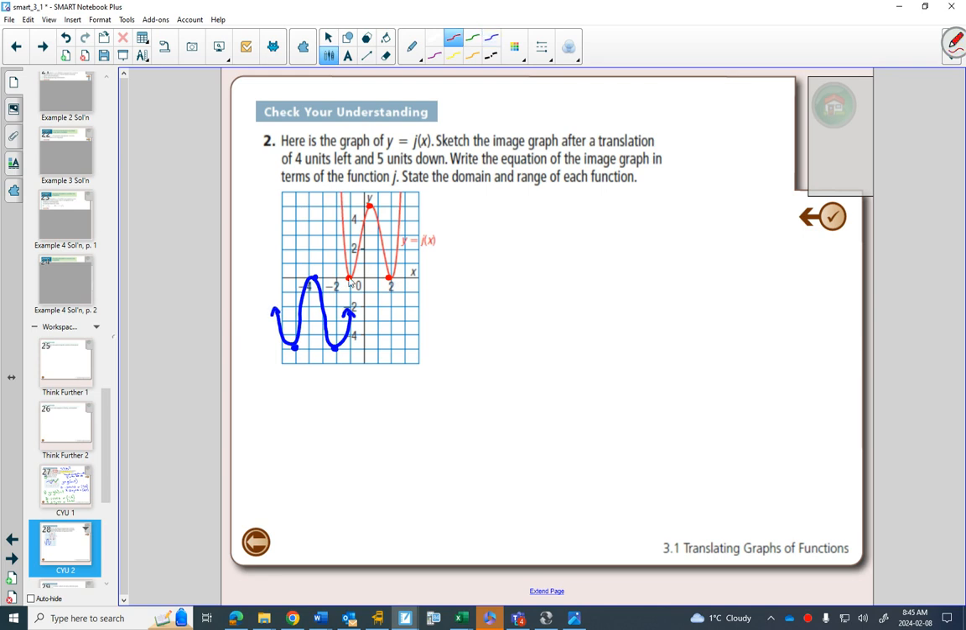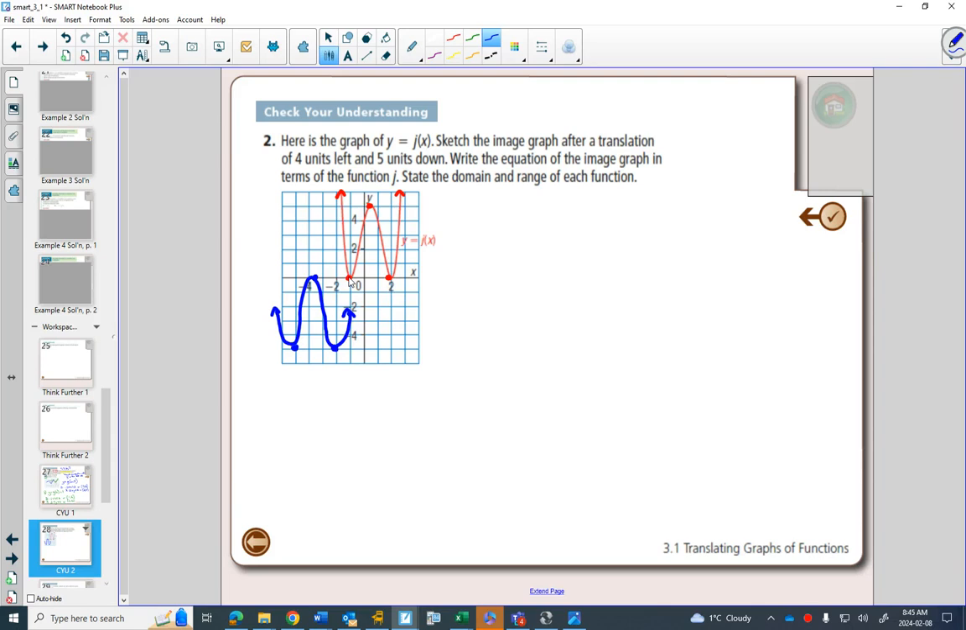And the textbook never puts arrowheads on the end of the graph because it was built with a graphing program that just cut it off. But anytime the textbook has lines that hit the end of their graphs, you can assume that graph continues forever. And you can add arrowheads if you'd like. So there's our graph. We've sketched the image of the translation 4 units left and 5 units down.